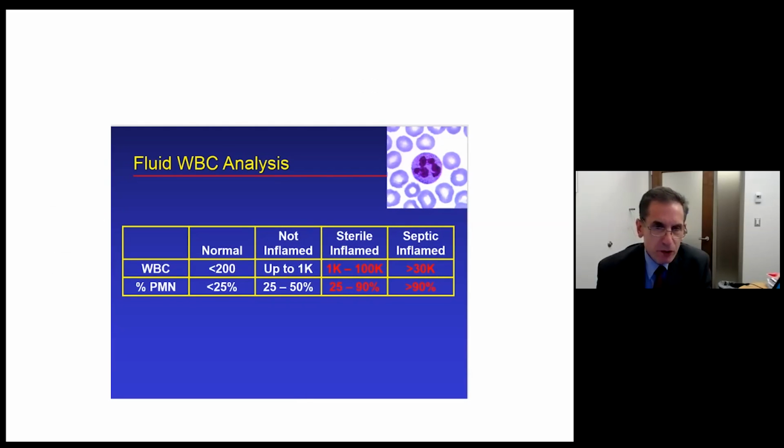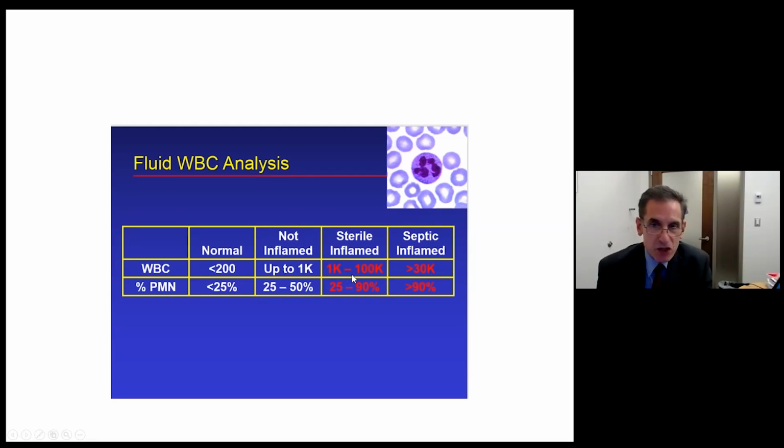When you do look at the fluid, it's important to look at the number of white cells to give you an idea of what the type of fluid is and the risk for infection. So as you can see, when the number of WBCs in the fluid is below 200, that is basically normal. And up to 1,000 is essentially non-inflammatory fluid. However, what you can see is that there's a huge range for what constitutes inflammatory fluid and a large range of overlap between what's considered inflammatory fluid and septic arthritis.